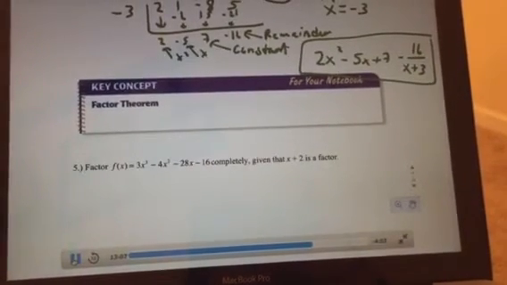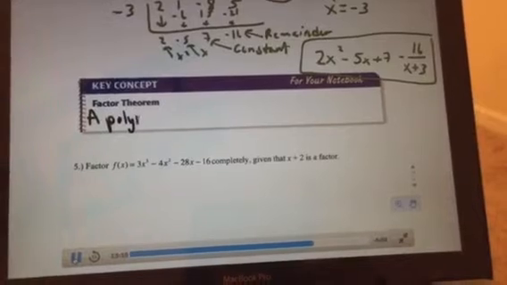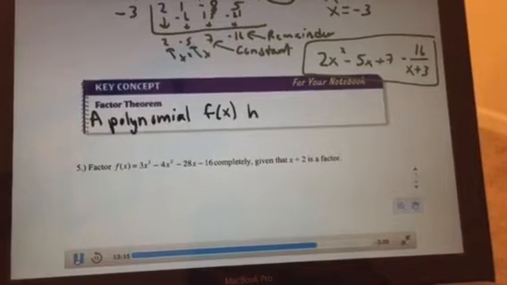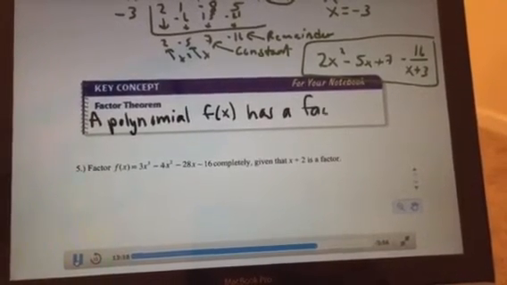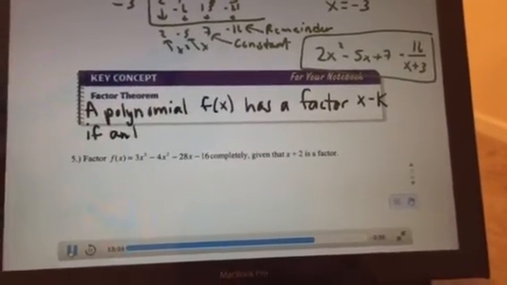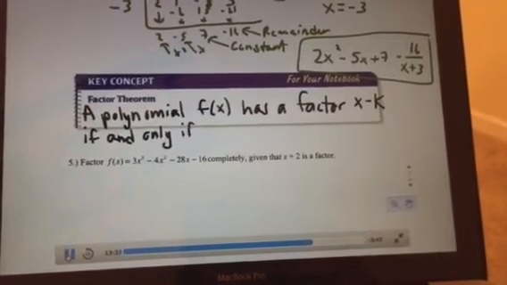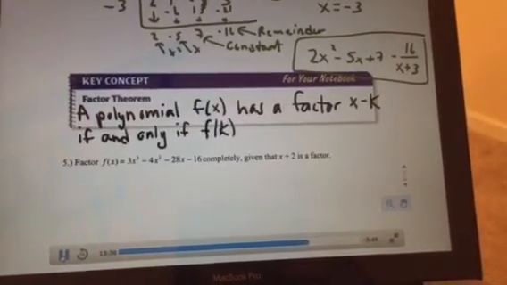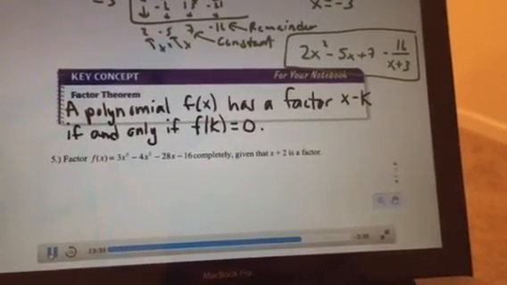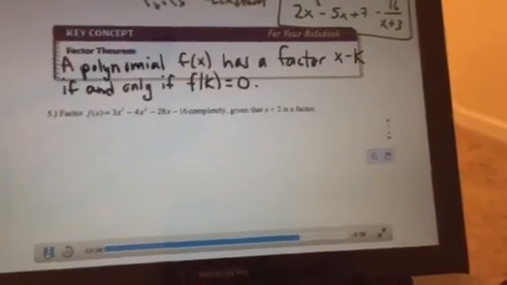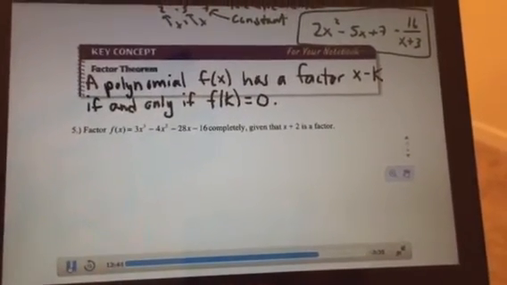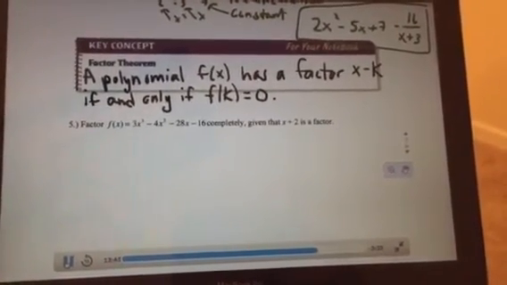The factor theorem states a polynomial f of x has a factor x minus k if and only if f of k equals 0, meaning your remainder is 0. So we're going to use this idea in synthetic division to factor polynomials completely. This is why we're learning polynomial division, so that we can solve any polynomial given to us.